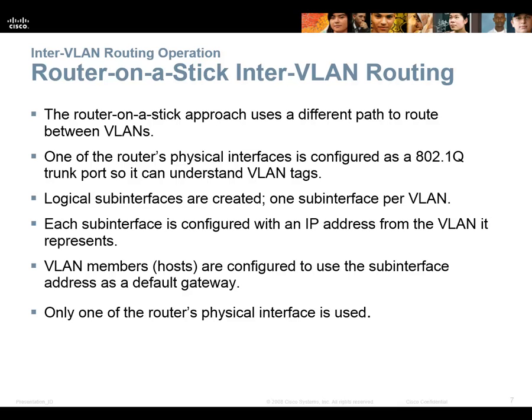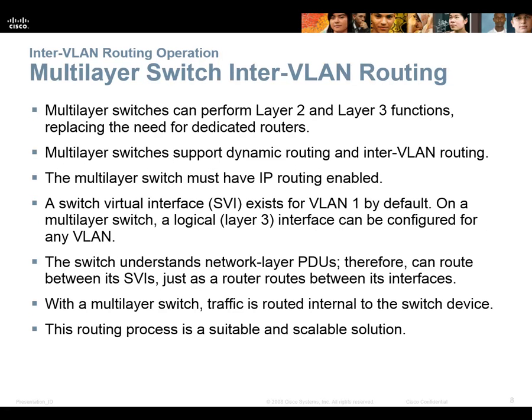VLAN hosts are configured to use the subinterface address as the default gateway. So if I've got 192.168.54.1 on one VLAN and 55.1 on another, I'll put those as my gateway on the machines that are on those VLANs, and they'll be able to route through each other using that. And the key to this is only one of the router's physical interfaces is used. So you can go back to using a router that maybe just has 2 or 3 interfaces to do all of your work for you. Now here's where it gets kind of interesting.